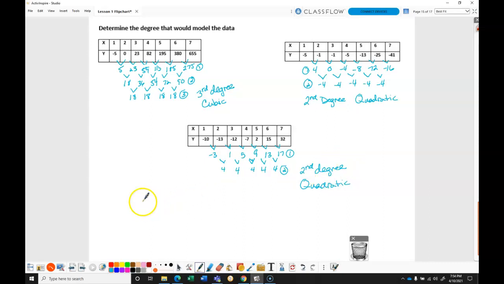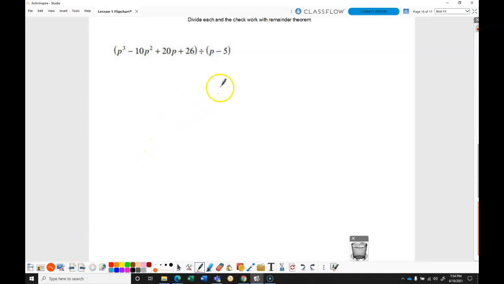All right, the last topic we're going to do is division, and we've got 2 of those. We're going to divide these 2 polynomials. I'm going to set it up first. I'm going to have p minus 5 outside, and I'm going to divide that into p cubed minus 10p squared plus 20p plus 26.